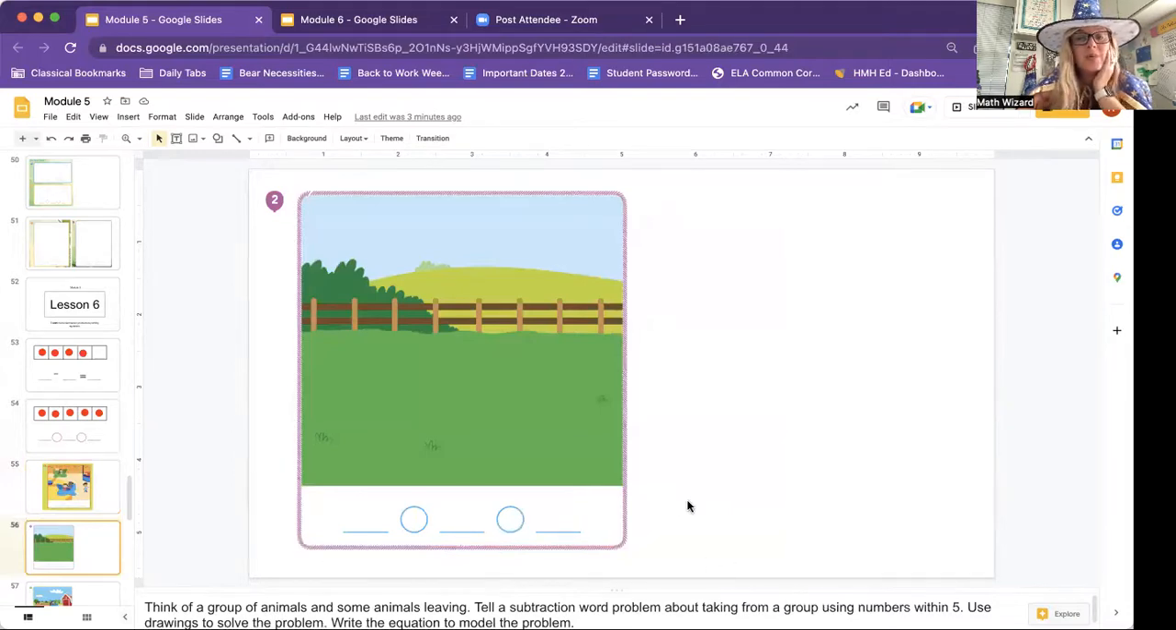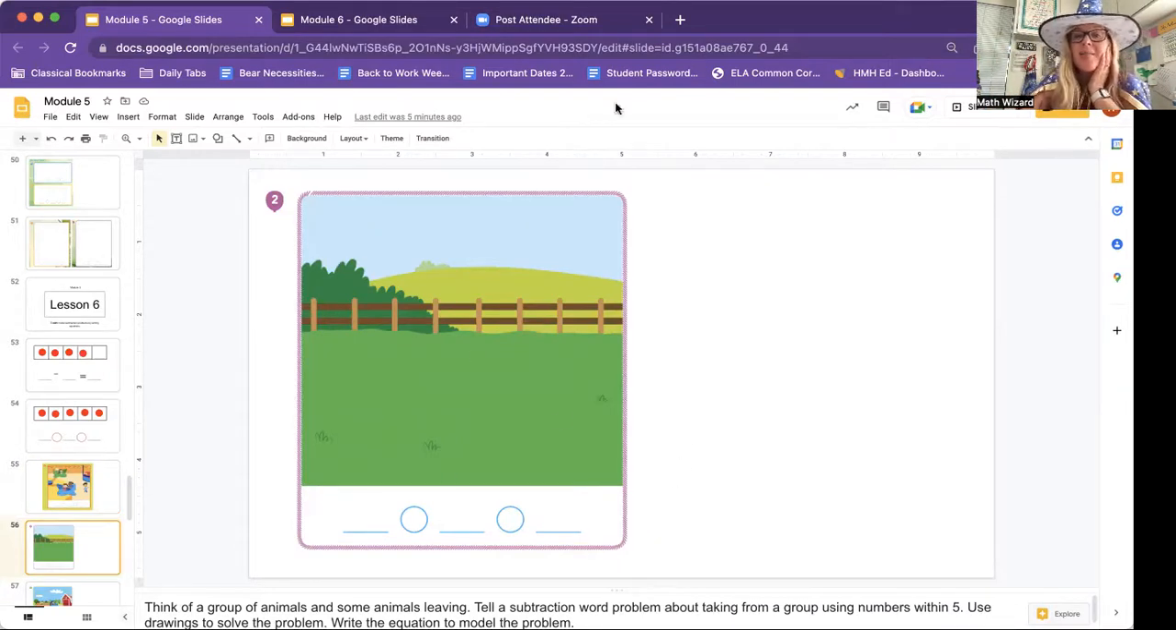Okay, here we go. It's like a nice grass field. Think of a group of animals and some animals leaving. Tell a subtraction word problem about taking from a group using numbers within 5. Use drawings to solve the problem. Write the equation to model the problem. So first of all, when it says numbers within 5 and you're doing subtraction, you can start with 5 or less. We're not going to start with 6. We're not going to start with 10. We're going to start with 5 or less, okay?